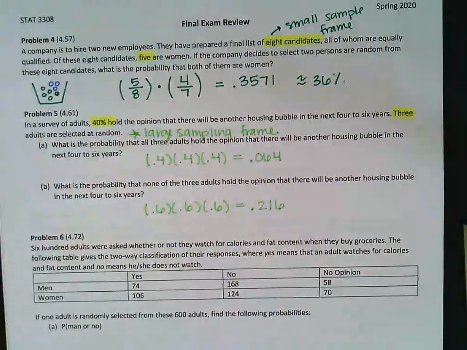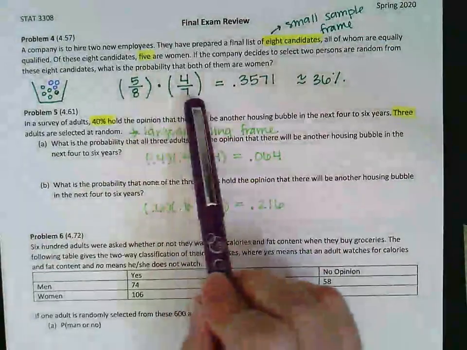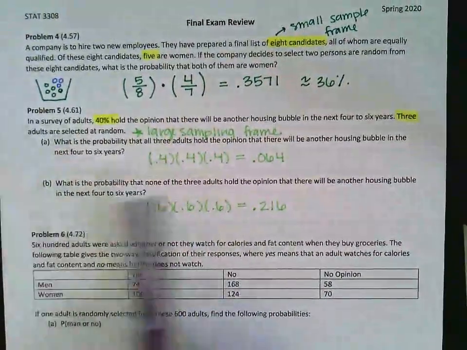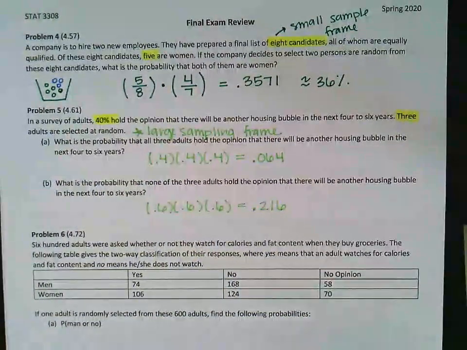And so I wanted to include those two so you could have an example as you're getting ready for your final of when sample size matters and when it doesn't. When you have a small sampling frame, your denominator does have to change. It matters. Large sampling frame doesn't matter. Just multiply straight as it is.